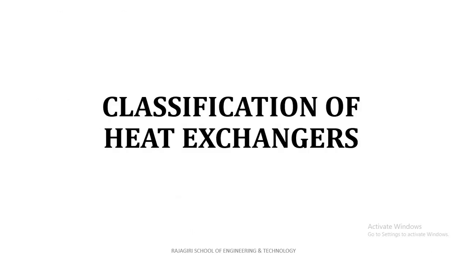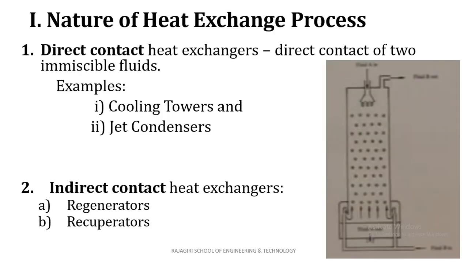Now, we move on to the classification of heat exchangers. The broad way of classification is based on the nature of heat exchange process. There are basically two types of heat exchangers based on the nature of heat exchange process. First one is direct contact heat exchangers. The other one is indirect contact heat exchangers.